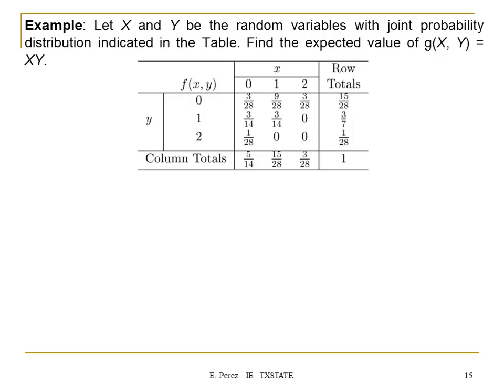Okay, so let's try to solve this problem. What the problem is asking is, with this joint probability distribution, which is discrete, for two random variables, what is the expected value? Okay, so we have a joint probability distribution and we want to find the expected value for this distribution. So let's use the definition from the previous slide.